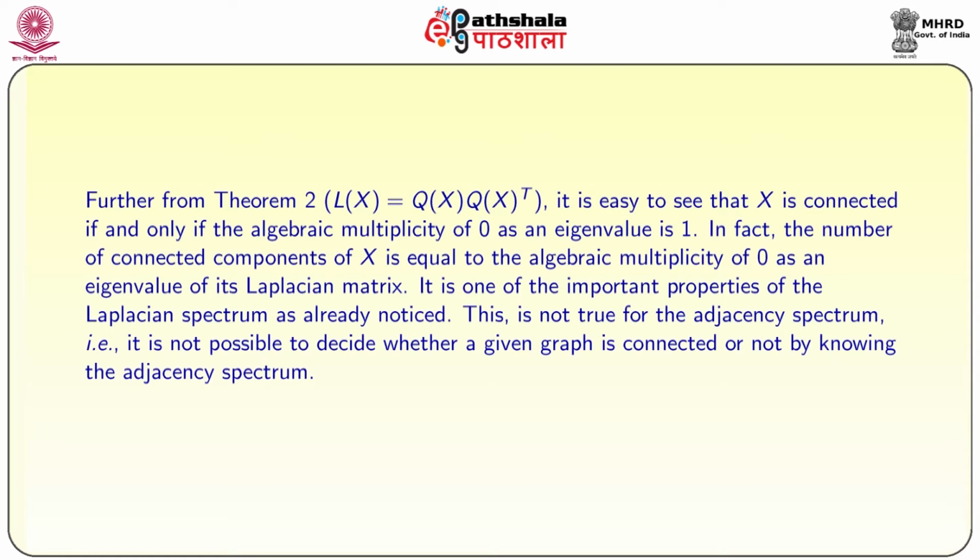This is not true for the case of the adjacency matrix. That is, with the adjacency matrix, it is not possible to decide whether a given graph is connected or not. We already saw in an earlier example that C4 union K1 and K1,4 have the same adjacency spectrum, but one is connected, the other is not connected. So, we will know many more things from the Laplacian spectrum than from the adjacency spectrum.